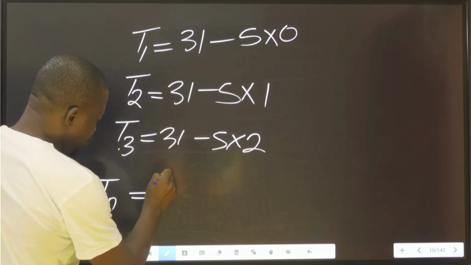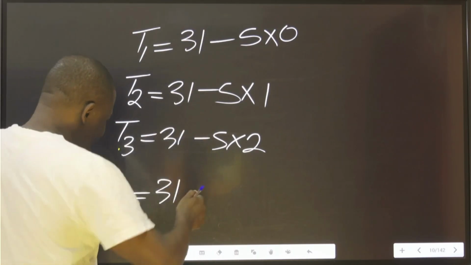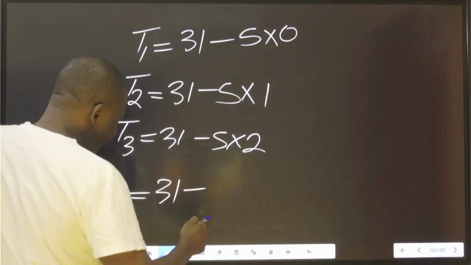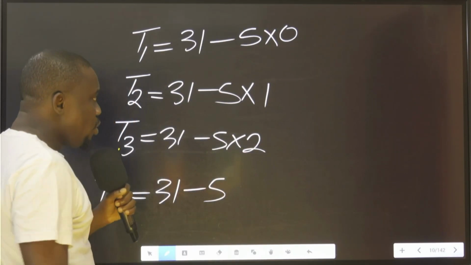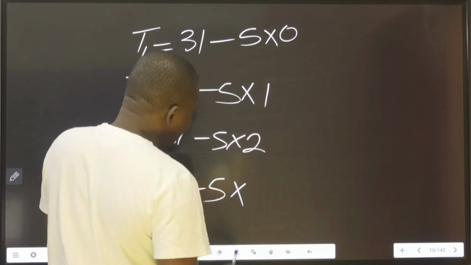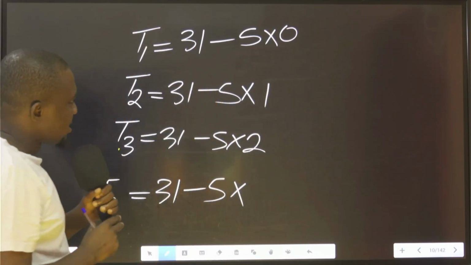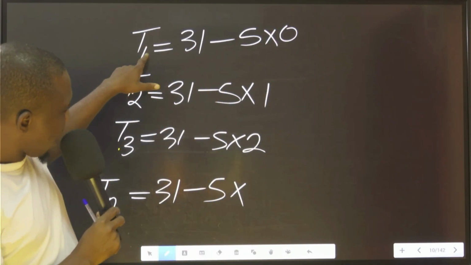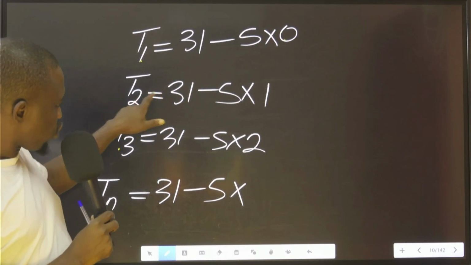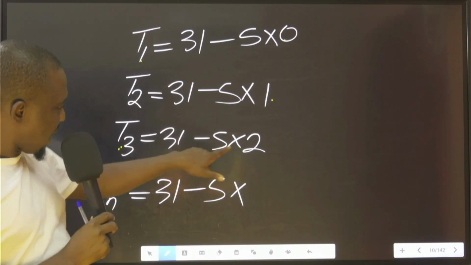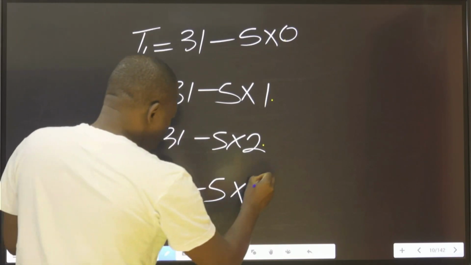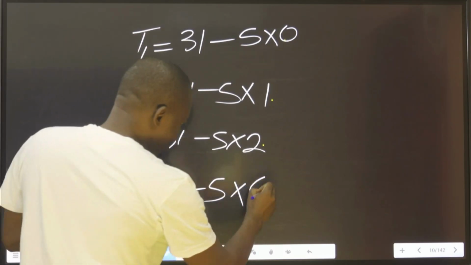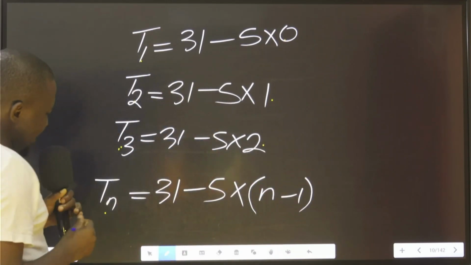All of them have 31, we put 31. All of them have minus, we put minus. All of them have 5, we put 5. All of them have times, we put times. This is not constant. Let's check. 1 minus 1, 0. 2 minus 1, 1. 3 minus 1, 2. Therefore, n minus 1. This is the nth term.